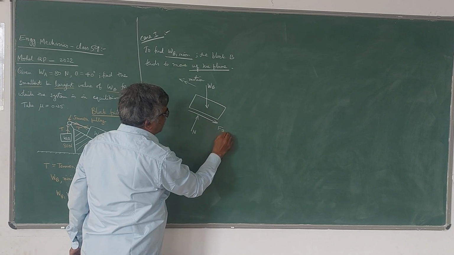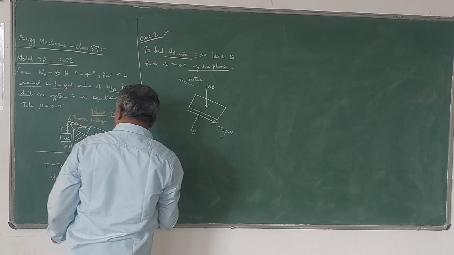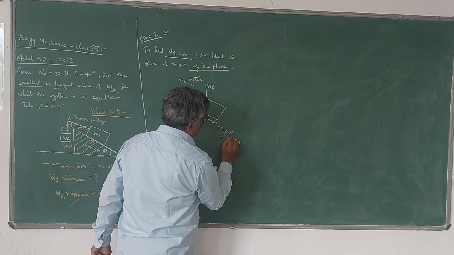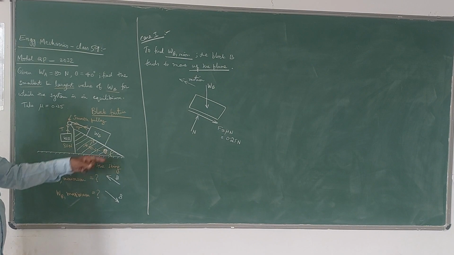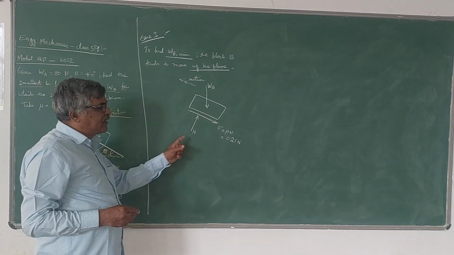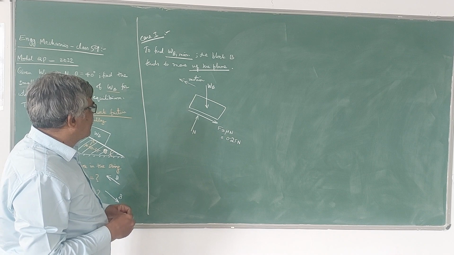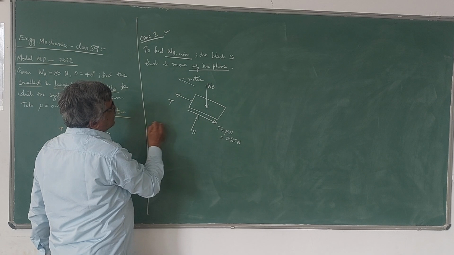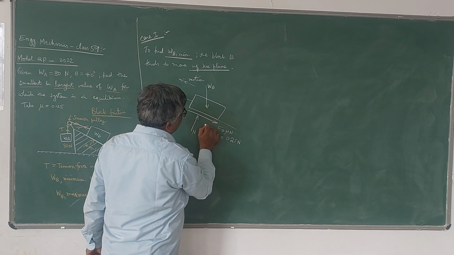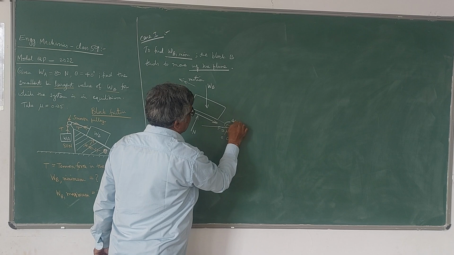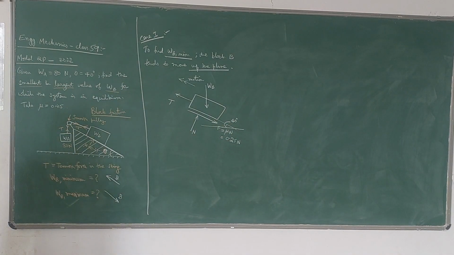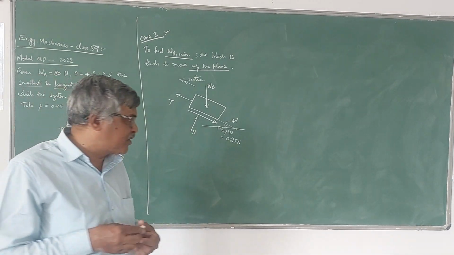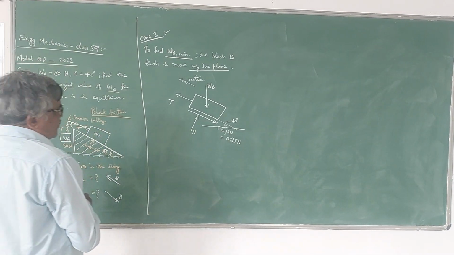So F is mu times N according to the law of friction. Mu is 0.25 as given, the coefficient of friction at the contact surface, that is between the block and the plane. So F equals 0.25 times N, where N is the normal reaction and F is the friction force. Now this is connected by a string, so the tension force I will take like this. It makes an angle theta, which is given as 40 degrees. So this is the free body diagram of block B when it tends to move up the plane and its weight is the smallest.